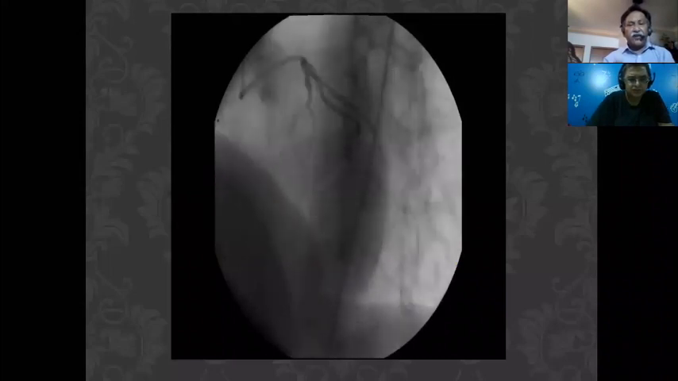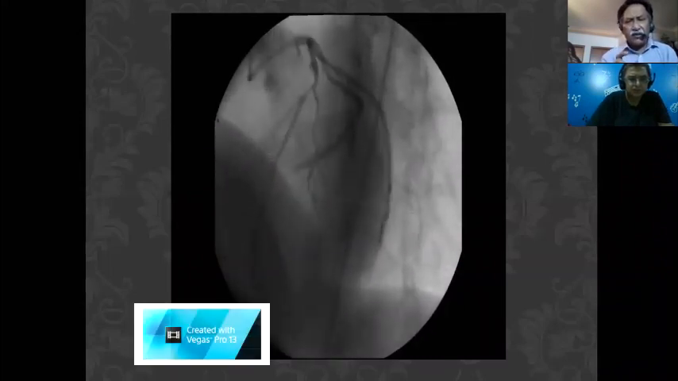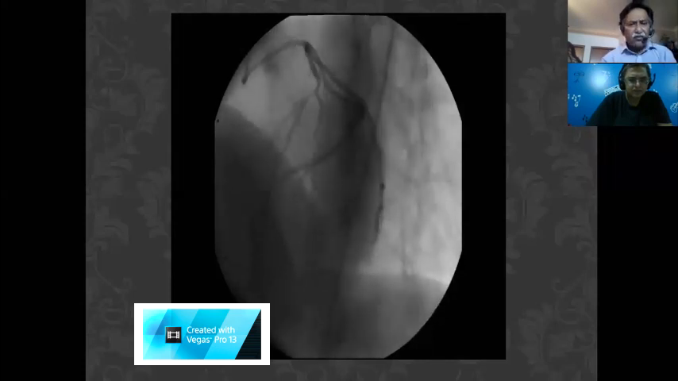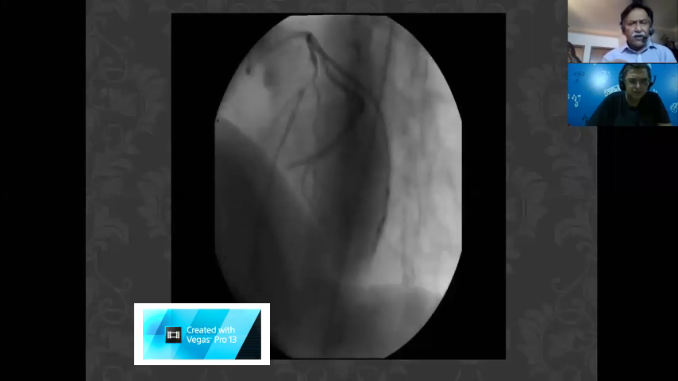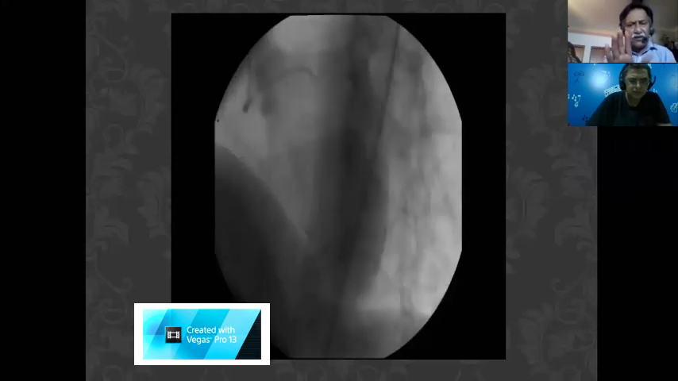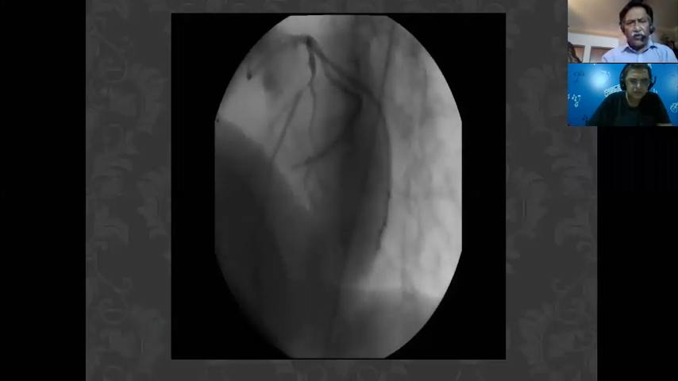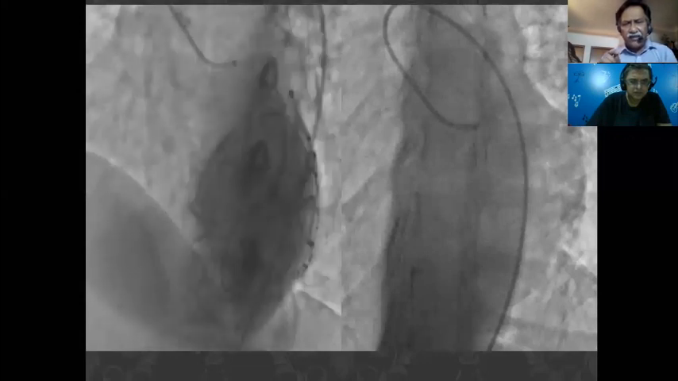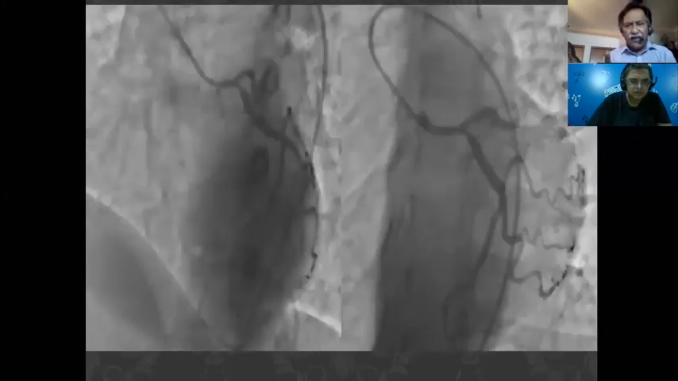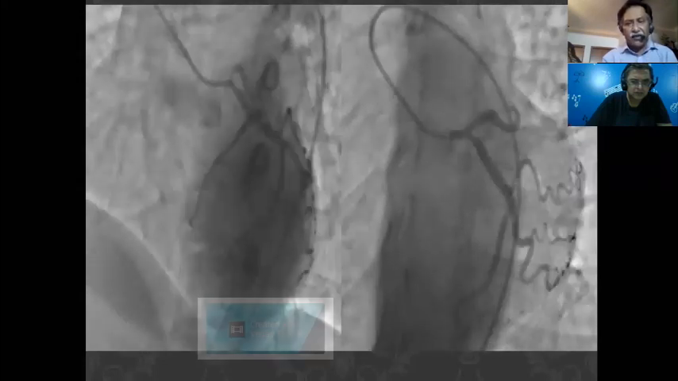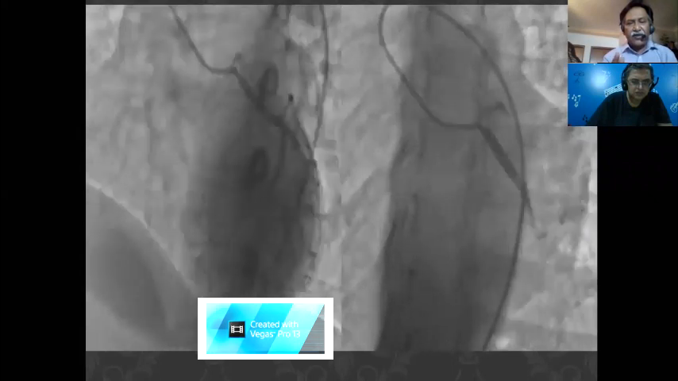What you're seeing is a non-critical lesion in the proximal mid LAD, and there is a slow filling of the distal PDA. It could be air embolism or maybe thrombus, whatever it is. In another view, you can see the LAD proximal has eccentric haziness, but here the PDA is well visualized. So probably there was some embolism of the air that led to complete cutoff of distal PDA.